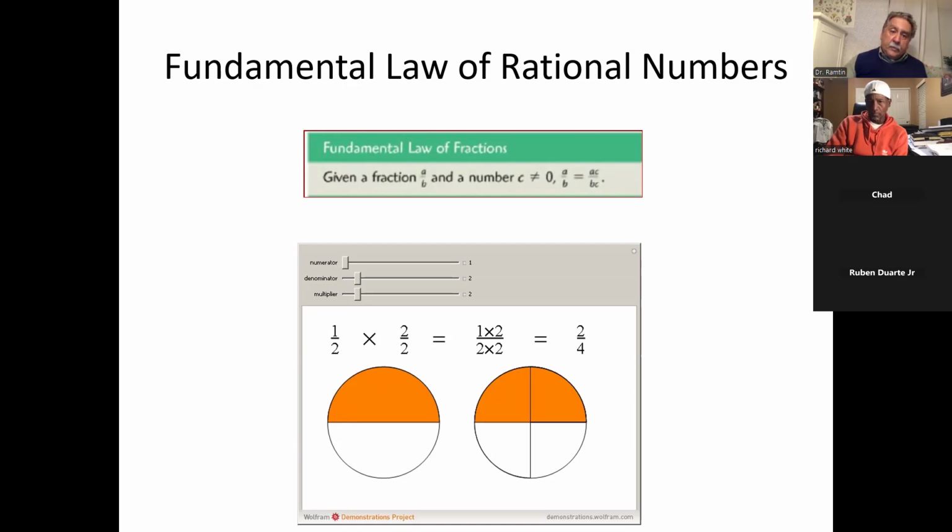1 over 2, if you multiply both the numerator and denominator by any number, let's say by 2, you get the same number, 2 over 4. 2 over 4 is the same as 1 over 2, okay? And here you can see the visualization. This is 1 over 2, 1/2. The orange side is a half of the circle. Now, if I divide the circle into 4 parts and I pick 2 parts, again, the answer is the same. All right?